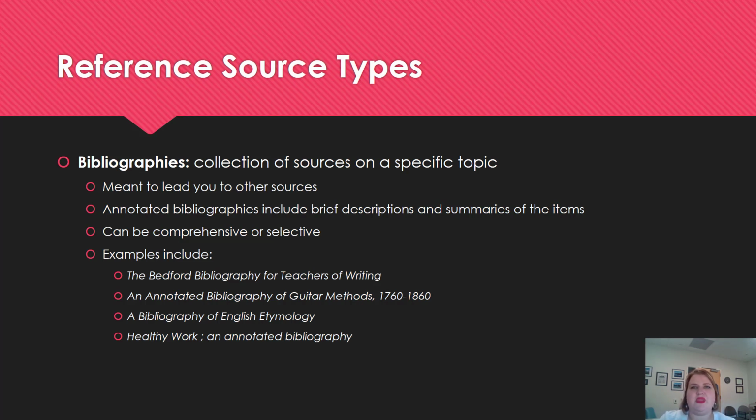They are published academically. It's also very common to see academic bibliographies published by libraries and other organizations, and these are things you can freely find online, through Google and the like. Bibliographies are meant to lead you to other resources on the topic.